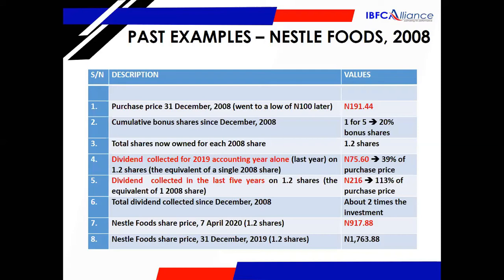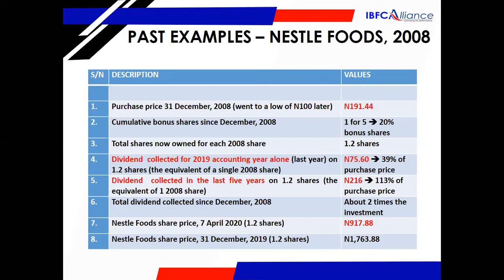which is a few months after 31st December 2008, Nestle actually went as low as 100 naira. So the 191 was not the best price you could buy. It was actually like 2 times the best price you could buy. So let's fast forward to 2020 and ask ourselves what has happened since then, right?